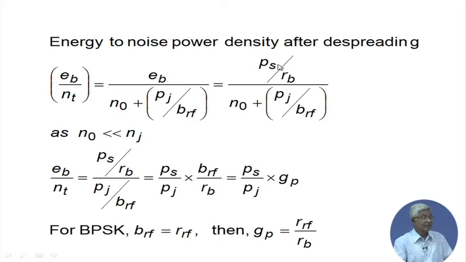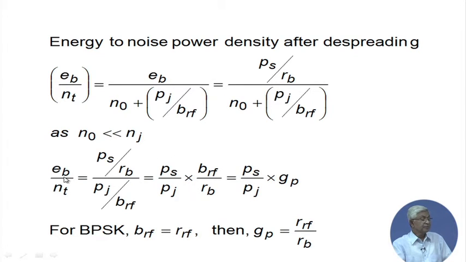Earlier we called it C, that is C is equal to EB into RB. Here we are calling it PS, power per individual source. So EB is equal to PS by RB, and the denominator remains the same. Now, since the jamming power is much more, NT is equal to N0 plus NJ. NJ is much more than N0 because that is all interfering power, and N0 is the thermal power from one source. So we can neglect the first term in the denominator.